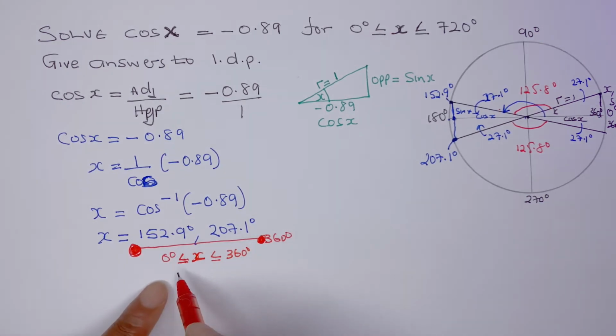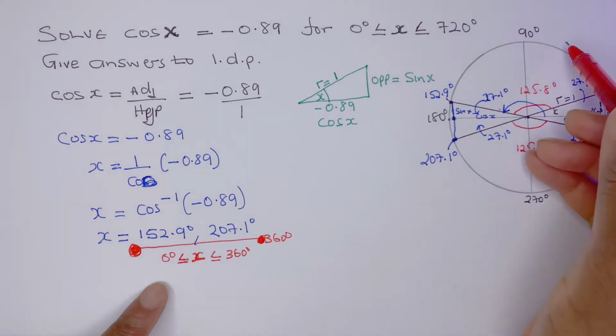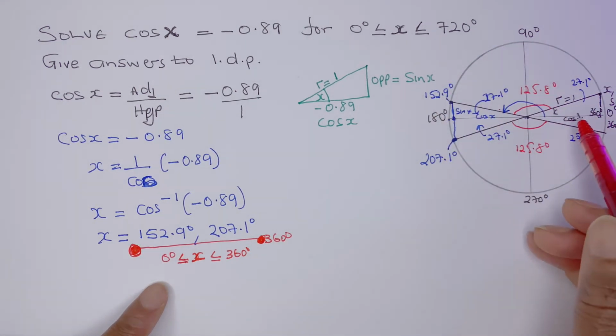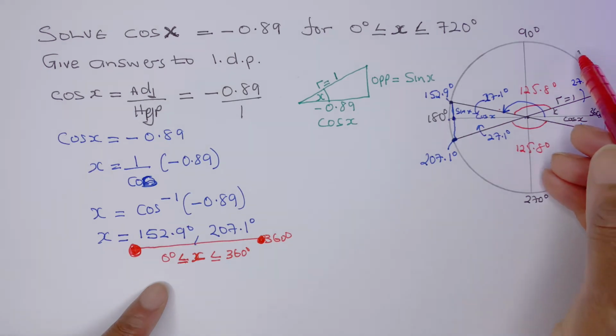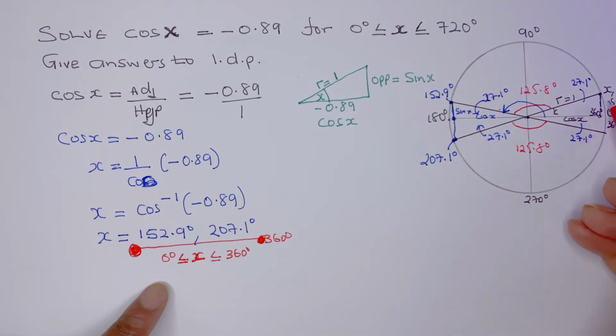And these are the only two values I can get when I go from 0 in the anti-clockwise direction, because in trigonometry we use anti-clockwise to measure the angles. So I go from 0 all the way back to 360.